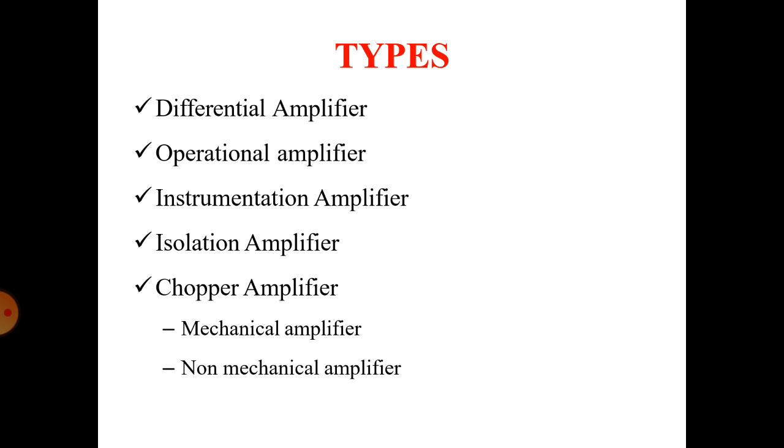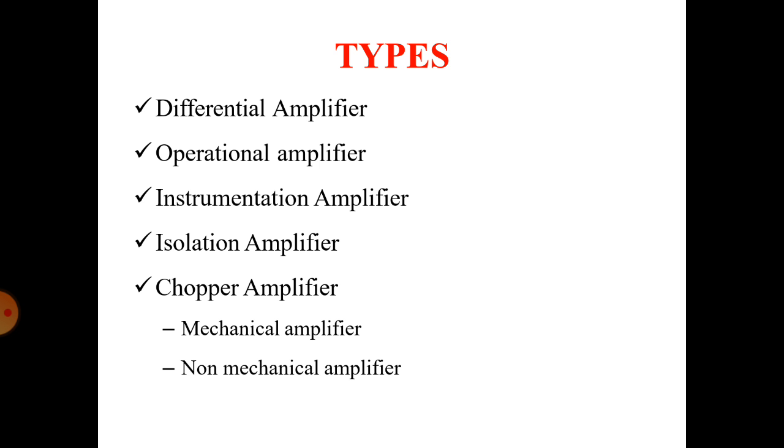Instrumentation amplifier. So what is meant by instrumentation amplifier? In the instrumentation amplifier, we are using three differential amplifiers. The difference between the two inputs of the first amplifier and the difference between the two inputs of the second amplifier will be given to the input of the third differential amplifier. So the output of the third differential amplifier will be the output of the instrumentation amplifier.